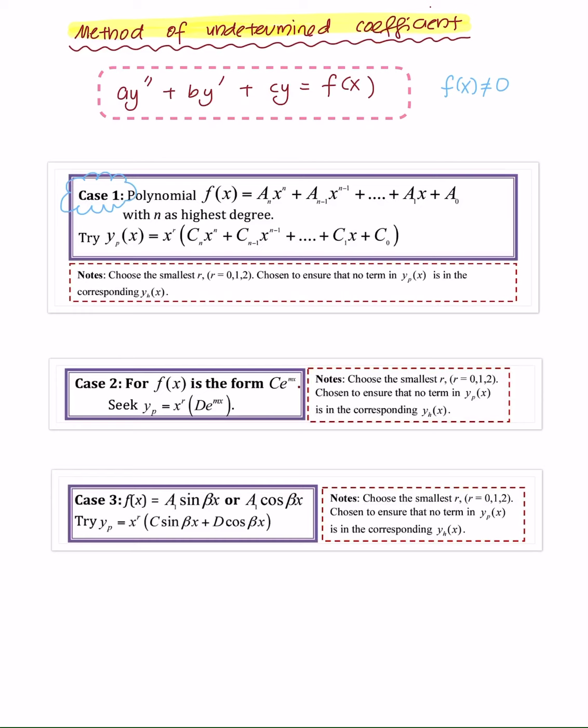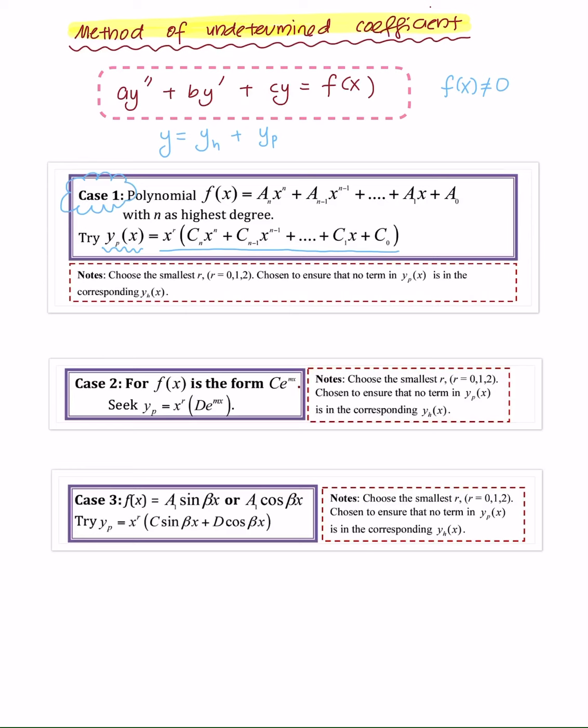We know that the solution for this method of undetermined coefficients is y equal to yh, which is the homogeneous solution, plus yp, which is the particular solution. So we want to know what yp is. For case 1, if f(x) is a polynomial, then our yp is given by x to the power of r times (cn x^n plus cn-1 x^(n-1) up to c0). So it depends on the polynomial, it depends on f(x).